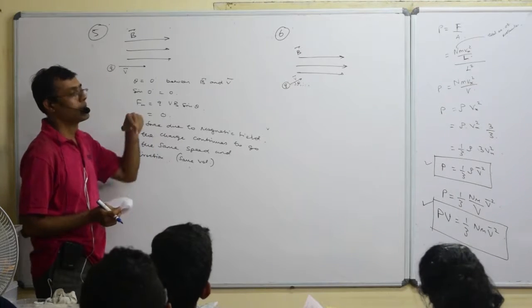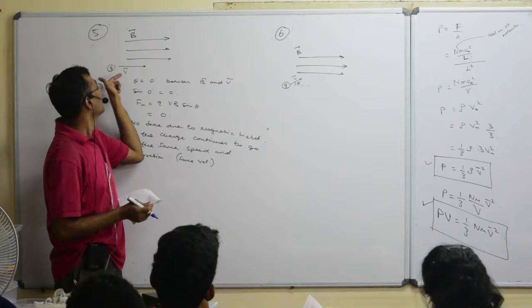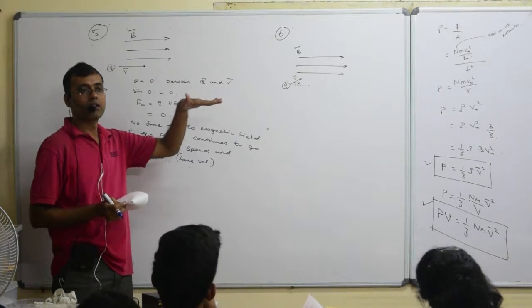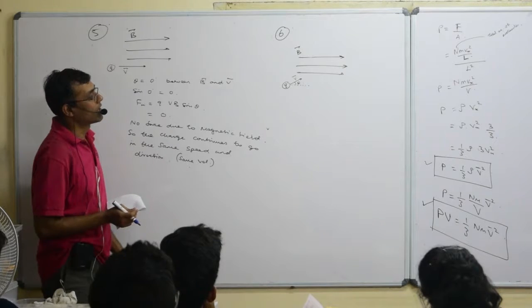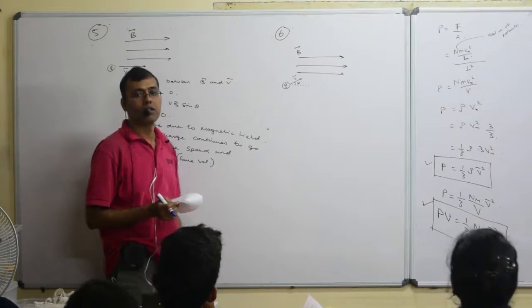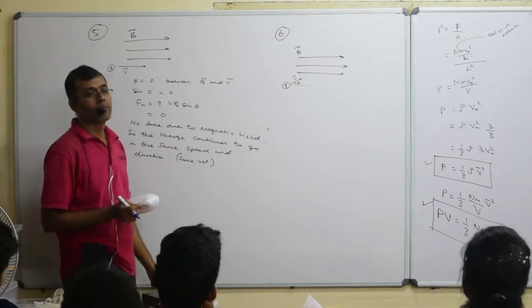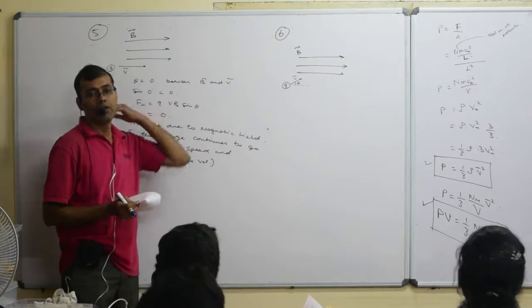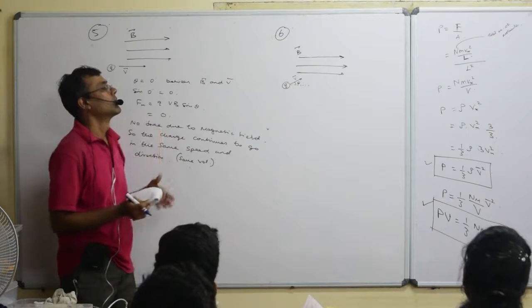So any idea what will happen in this case? Earlier we said 90 degree means circle, 0 degree means straight without getting affected, right? So now they are asking what will happen if it is in some angle theta. What do you think will happen? Any idea? So I'll give you some clue.